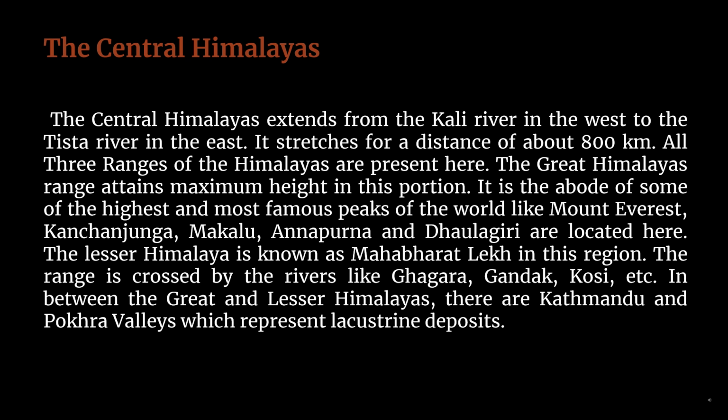The Lesser Himalaya is known as Mahabharat Lek in this region. The range is crossed by the rivers like Gagara, Gandak, Kosi, etc. In between the Great and Lesser Himalayas, there are Kathmandu and Pokhara valleys which represent lacustrine deposits.